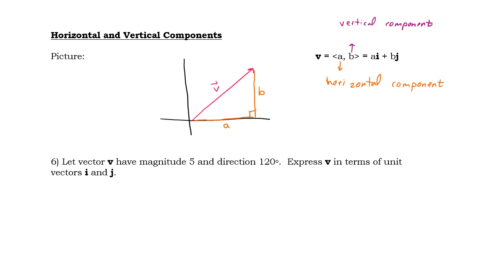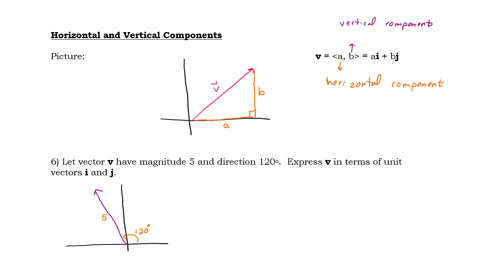So let's say that we have vector v, and it has magnitude 5 and a direction of 120 degrees. Now, when we talk about direction, just like we've been talking about, it's an angle in standard position. So I'm going to draw an angle in standard position that's 120 degrees. So it's going to be about right there. All right, 120. I'm going to use a different color for that. Let's use orange. So this has a direction of 120 degrees, and it has a magnitude of 5. So basically the length of that vector is 5.